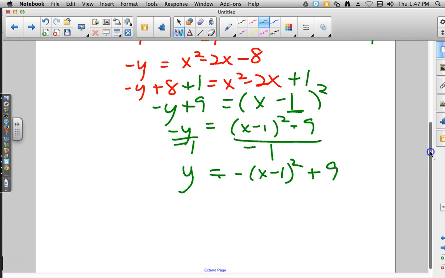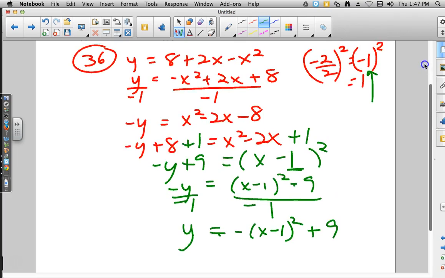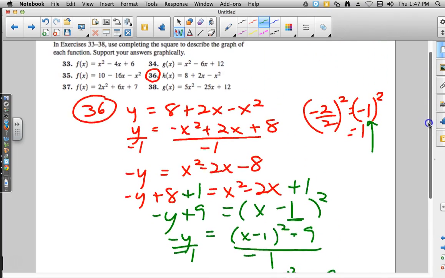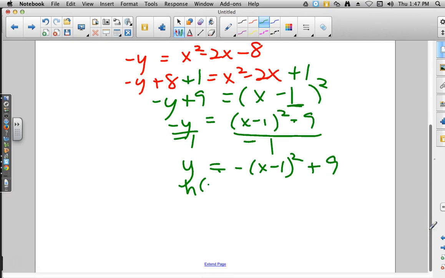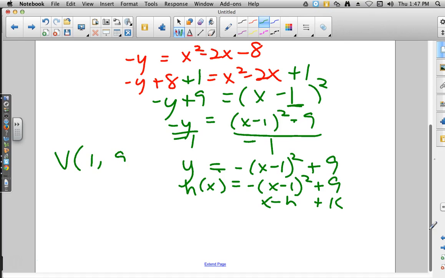And let's check out what the name of this one was originally. 36 was originally h of x. So we'll put that name back on there. And then we'll check out everything else that they wanted from the directions. It says, use the completing the square method to describe the graph of each function and support your answers graphically. Well, that would mean we want to know where the vertex is. And our vertex is (h, k). So that means that our h value is 1 and our k value is 9. And our axis of symmetry is at x equals 1.